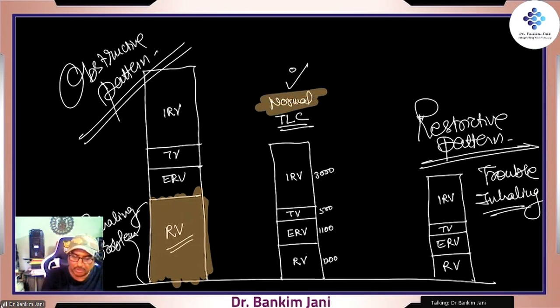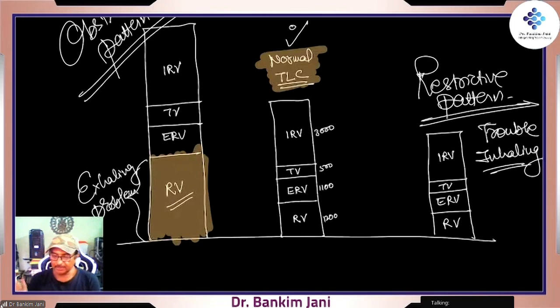If this is normal, right? The normal residual volume, expiratory reserve volume, tidal volume, and inspiratory reserve volume. So then restrictive pattern, right? That is when the amount of air which is going in is very less. So that's why you see the whole thing has become short, right?